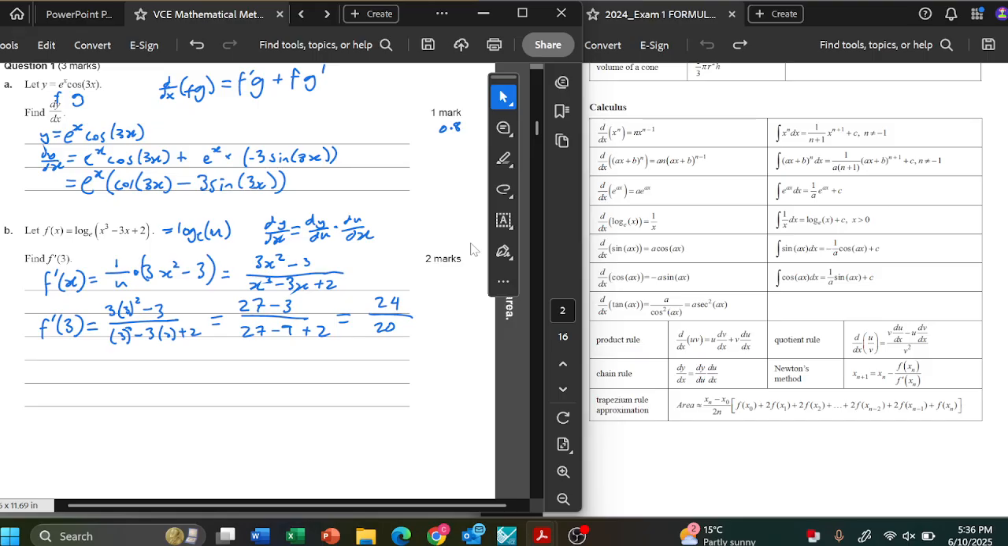So this is 24 divided by 20. So like I said, you need to know how to simplify your fractions and these things. So we should see here, both of these divide by, well, both of them divide by 4, sorry. So 24 and 20 divide by 4. So we have 6 over 5 as our final answer here.